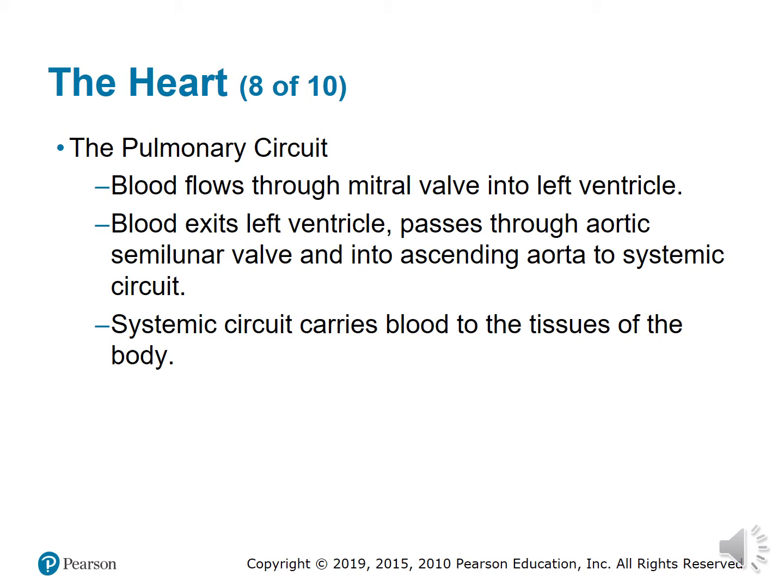Blood flows through the mitral valve into the left ventricle. Blood exits the left ventricle, passes through the aortic semilunar valve and into the ascending aorta to the systemic circuit. The systemic circuit carries blood to the tissues of the body.